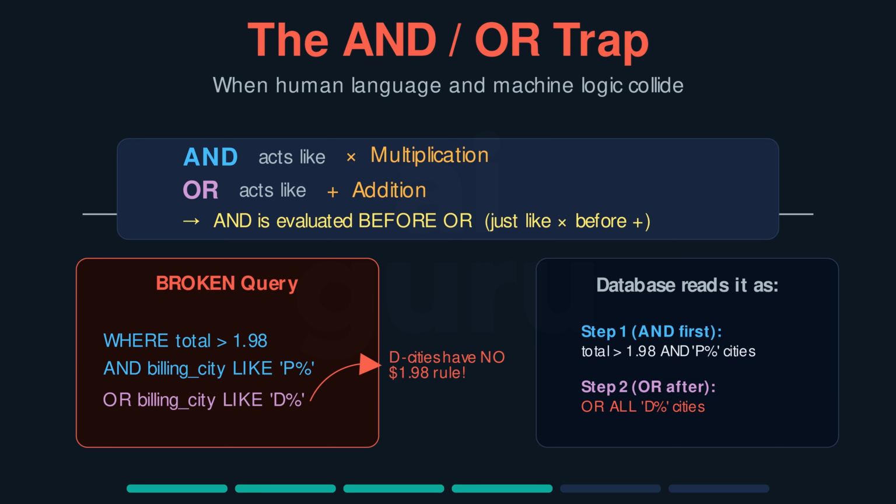Oh, it completely detaches the D cities from the $1.98 price rule. You will get Dublin invoices for 99 cents mixed right into your result, ruining your entire report. Oh, because the $1.98 rule was only glued to the P cities by the AND operator, the D cities were just floating out there on their own.